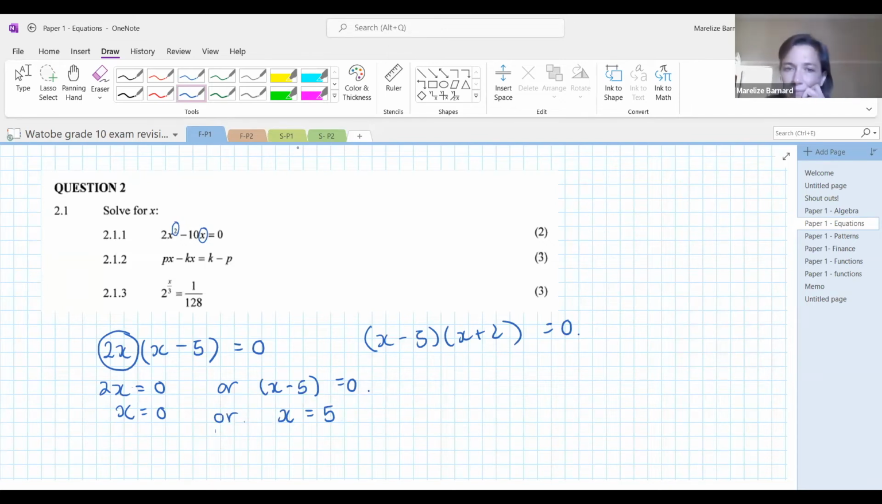Okay, ma'am. So it's the same as what you would do with one that had two brackets. You put whatever you're multiplying, the 2x or an x, if it's just on its own with the bracket, you take them both and put them equal to 0. Okay, thank you, ma'am. All right.